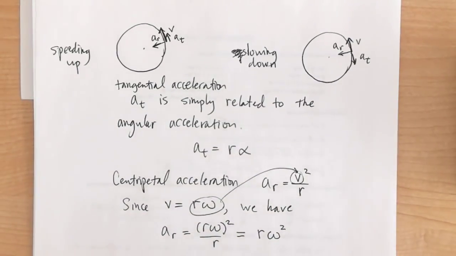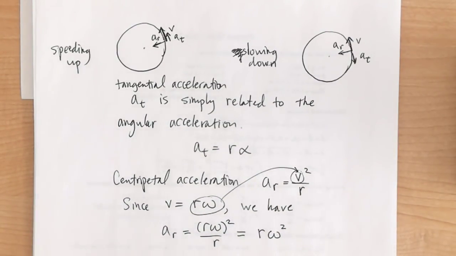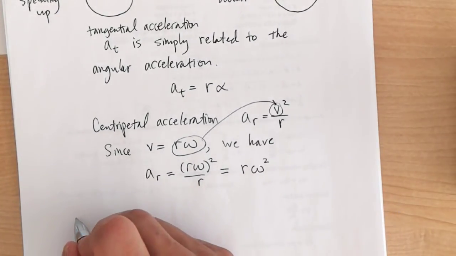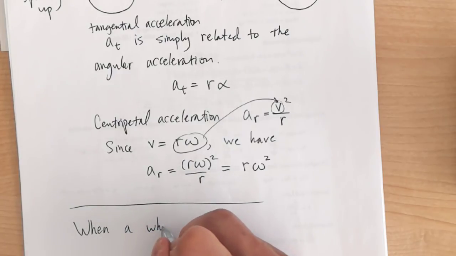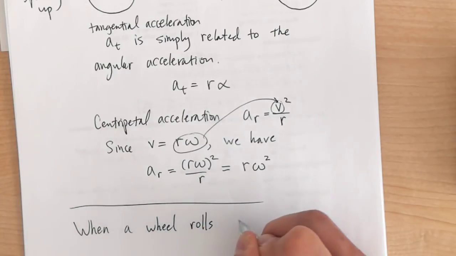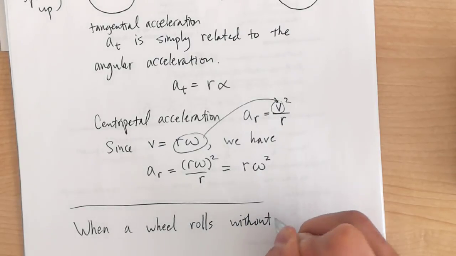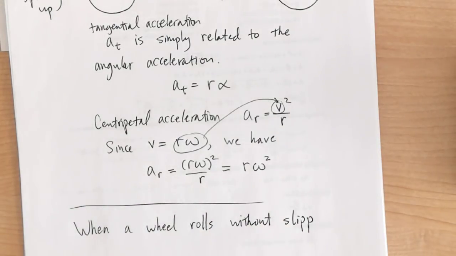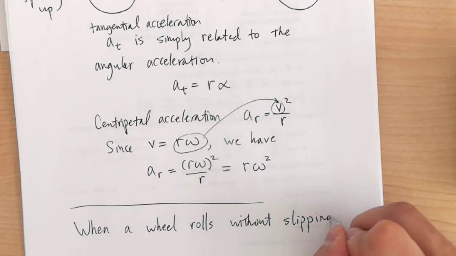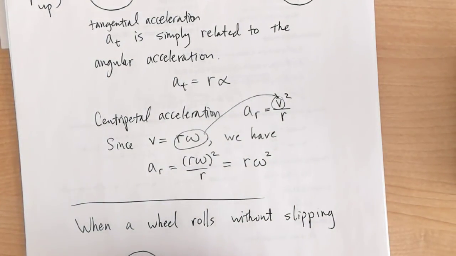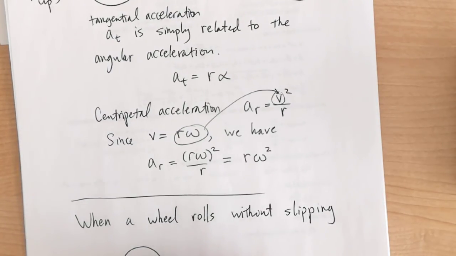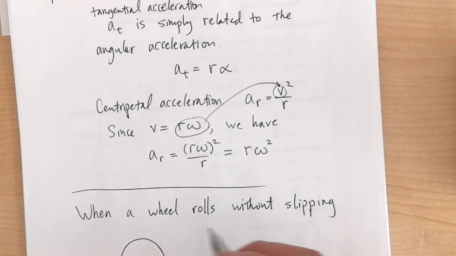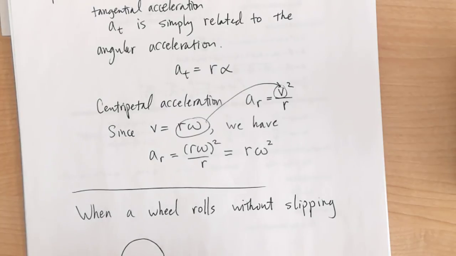Okay, now we can talk about how something rolls. All right, so when a wheel rolls without slipping, this is what's going on. Think of a wheel. Let's paint something on the wheel here to mark out how it's rotating as it rolls along.